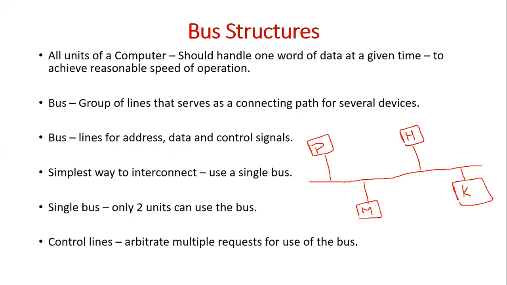So there is only one bus. You see, there is only one bus. There are not different buses. This is the one primary bus, and through this bus all the devices are connected.